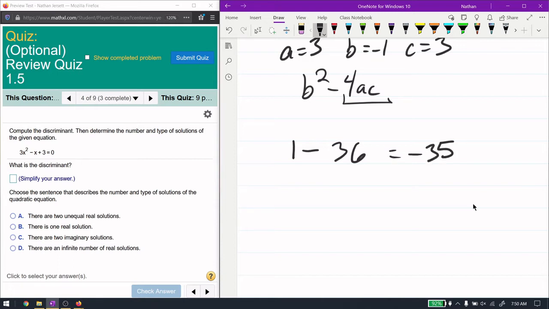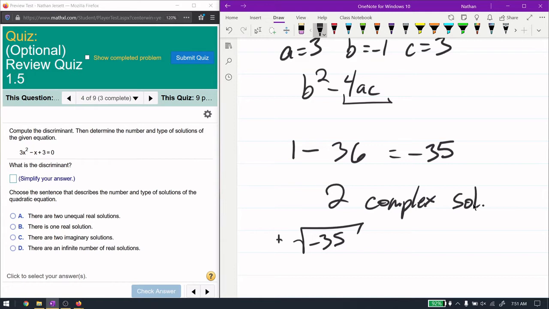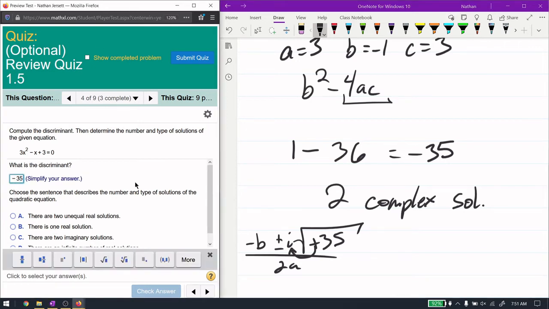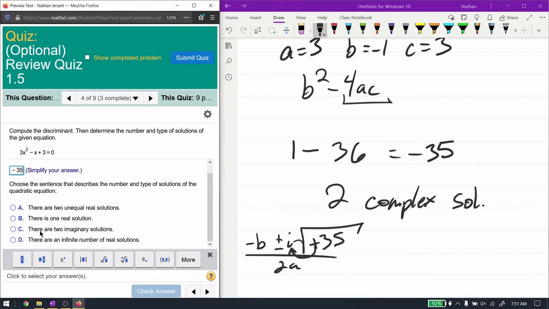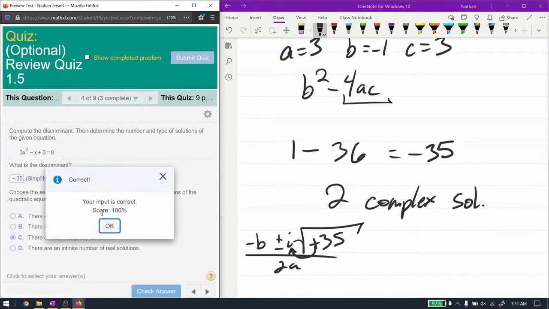Because this is negative, it's less than 0, this is going to give me 2 complex solutions. That's because we're going to have the square root of negative 35 plus or minus, and then it's going to be negative b over 2a. And this is going to come on the outside as an i. So we have 2 complex solutions. And what is the discriminant? We have negative 35. That gives me 2, it says imaginary, it should be complex solutions, but that's what it says. That's correct.